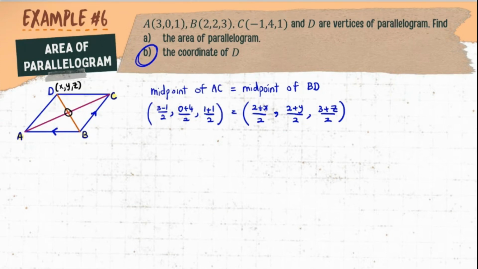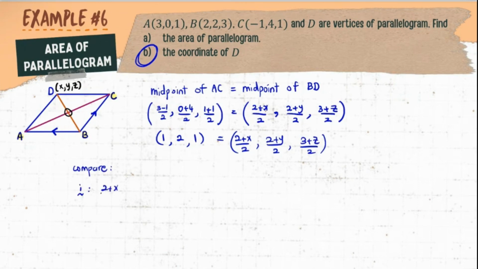3 tolak 2, 2. Dapat 1. 4 bagi 2, 2. 2 bagi 2, 1. So 1, 2, 1 sama dengan 2 plus X over 2, 2 plus Y over 2 dan 3 plus Z over 2. So now by comparing, ikut dia punya component. So untuk I, 2 tambah X over 2 sama dengan 1. So X will be equals to 2 minus 2 which is equals to 0. Sebab apa 2 minus 2 darabkan 2 kepada 1 kemudian pindahkan sebelah lah. So dapat X sama dengan 0.